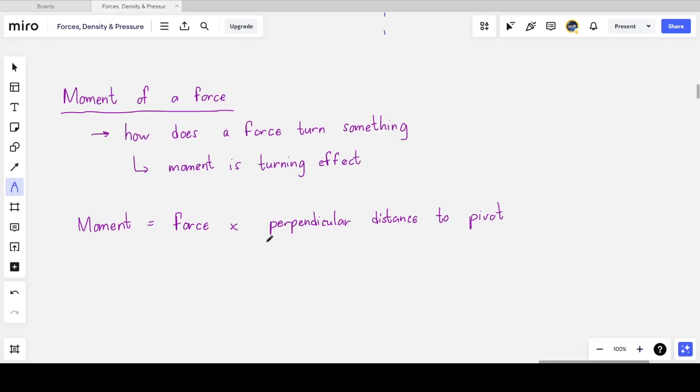So this is why we needed to figure out what center of gravity was, because we need to find the distance of the force to the pivot. And if that force happens to be weight, then I need to know where the weight's acting in order to know its distance to the pivot. Hence, I needed to figure out what center of gravity was.